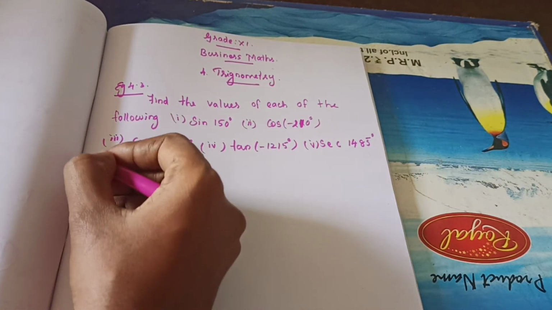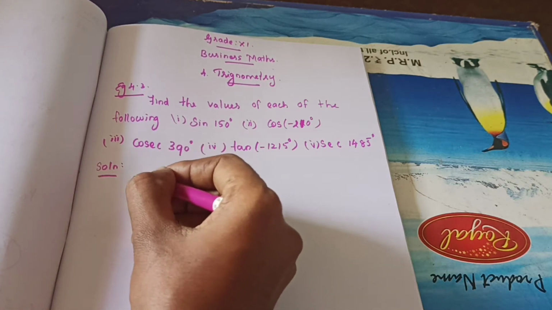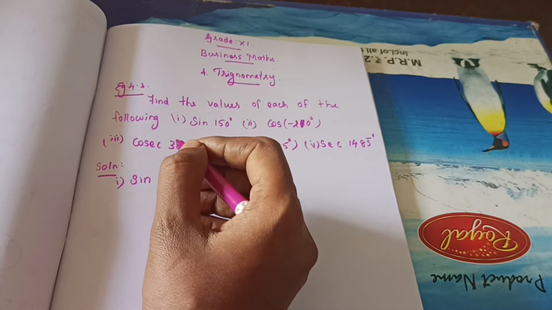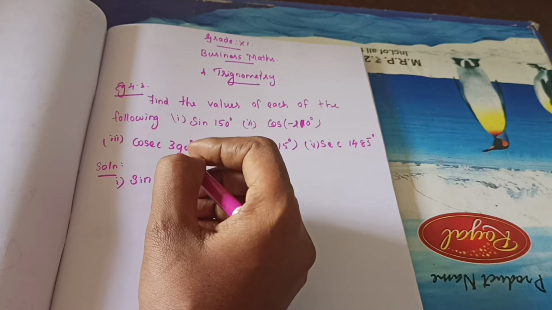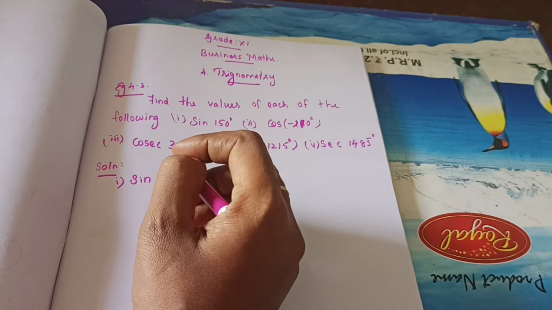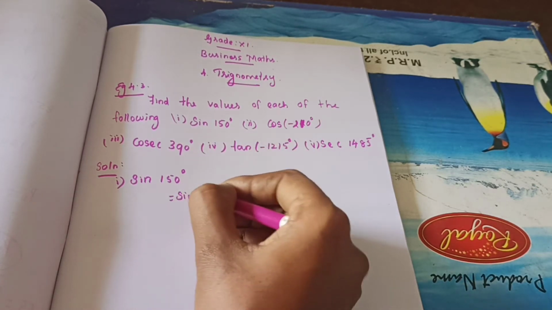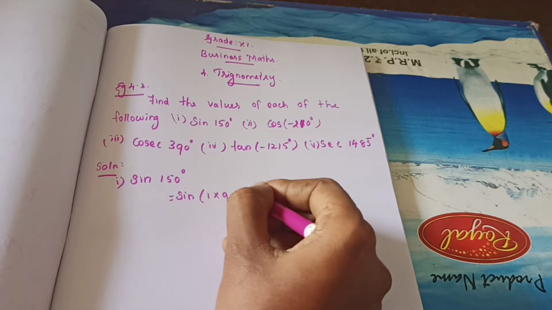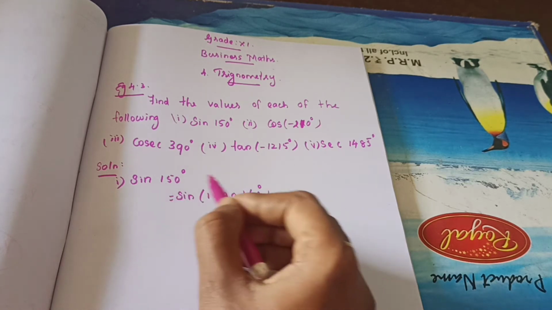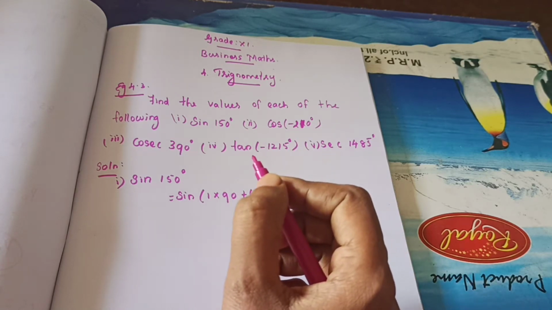Okay, so we will do one by one. First one is sine 150 degree. Listen here students very carefully. We can't find the value of sine 150 degree directly. So first you need to change it in the form of 90 plus theta, 90 minus theta, like that. I can write this as sine of 1 into 90 plus 60 degree. So sine of 90 plus theta. 90 plus 60 means 150 degree.